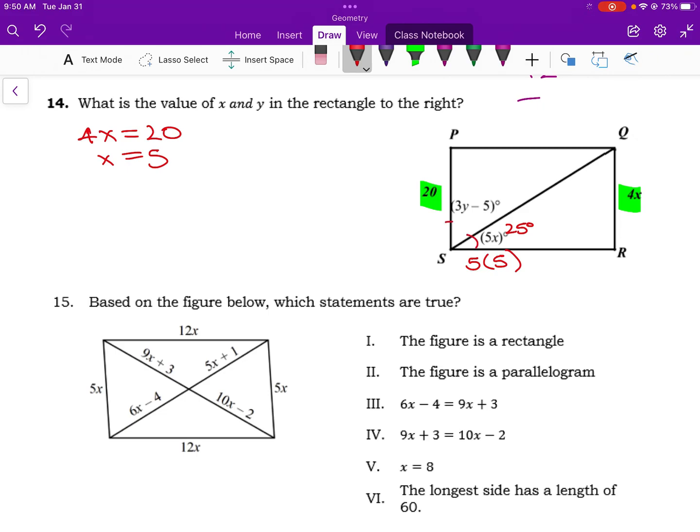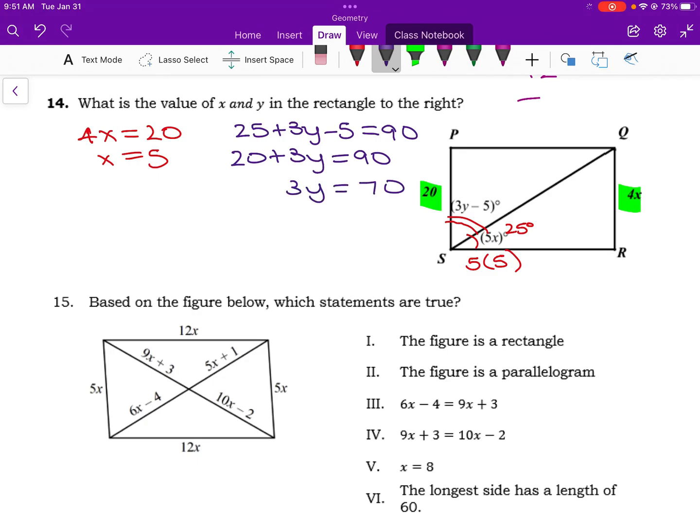Okay. And then I know all together, these two have to add to 90. So we have that 25 that we just found, plus the 3y minus 5, all equaling 90 degrees, because that makes a right angle. So we have 20 plus 3y equals 90. So 3y equals 70. That's frustrating when we get decimals here. 70 divided by 3 is going to give me 23.3. Just an approximation. Let's make sure that looks right. X is 5. It's 25.